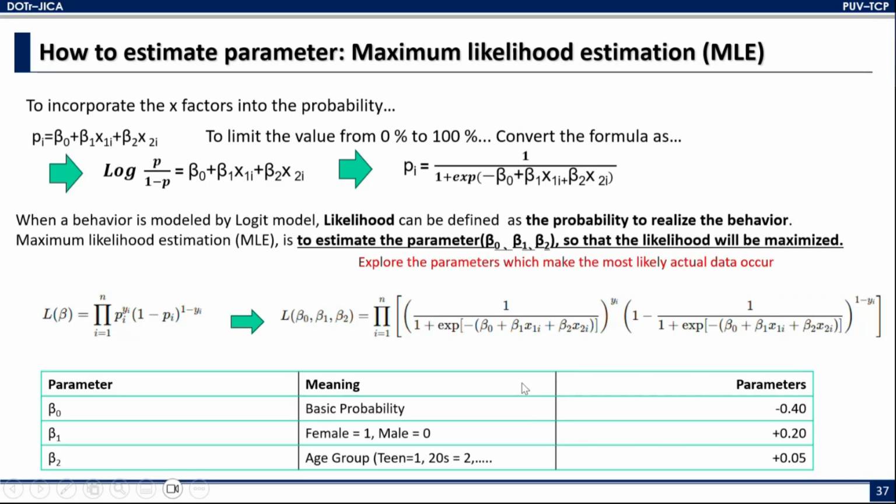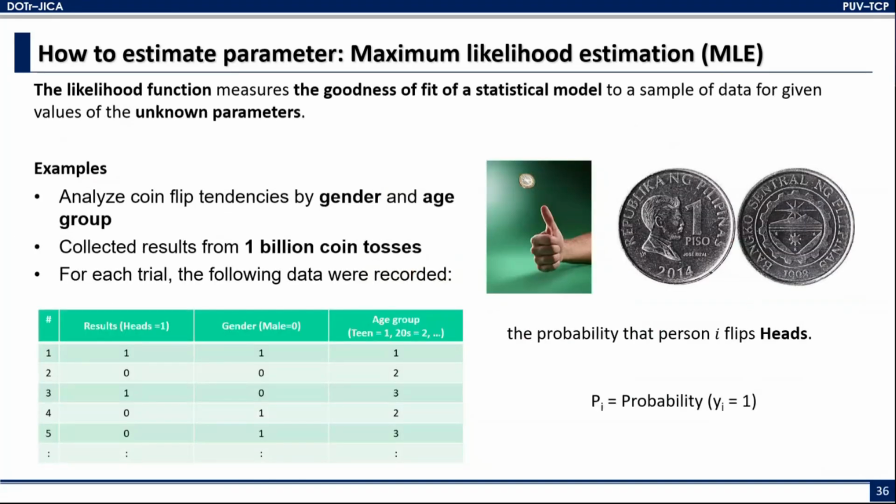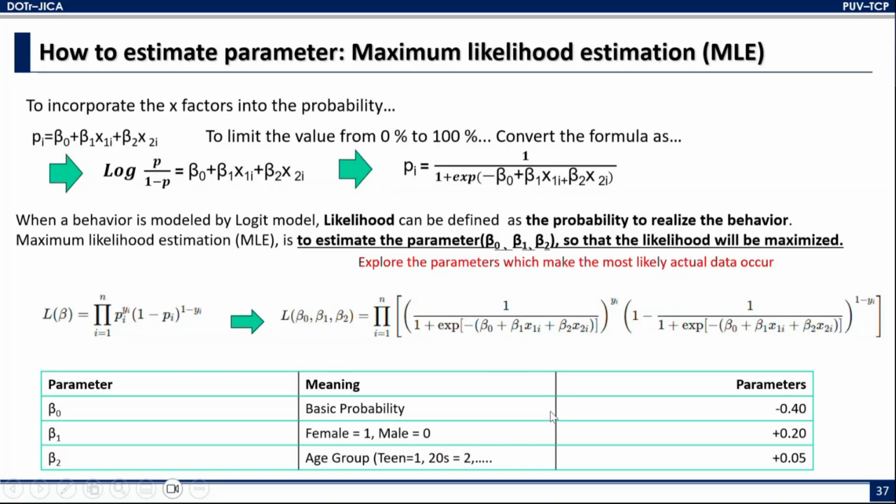Then according to the researchers' trials, they can conclude that females and older females can flip more heads than the males and the younger groups. Of course, it's not true. However, as the result of the trials, such kind of results can be obtained according to the MLE functions.